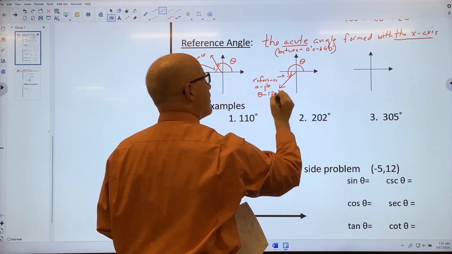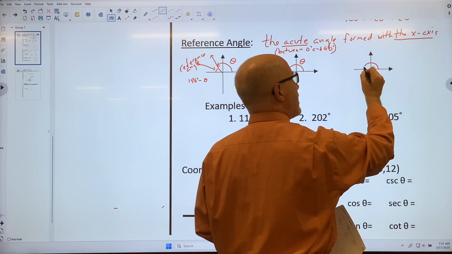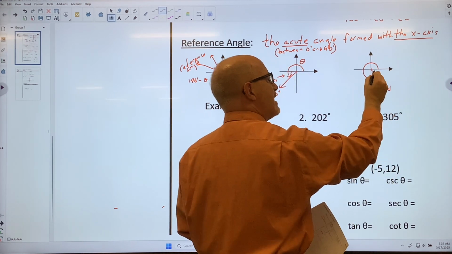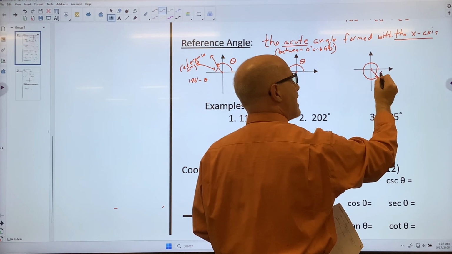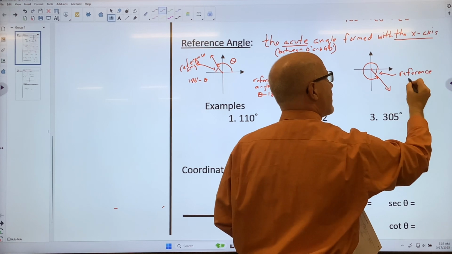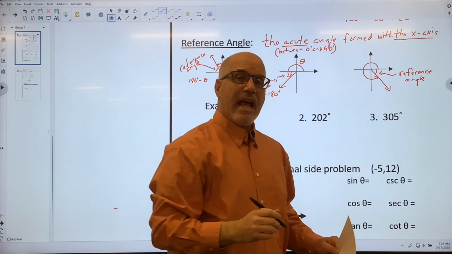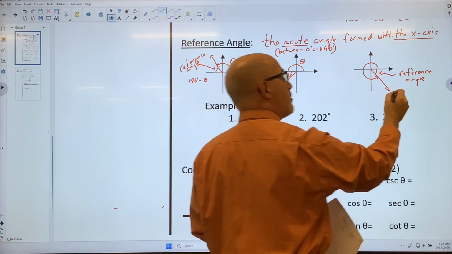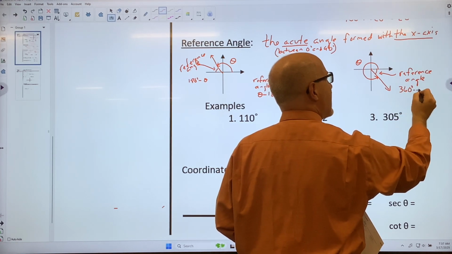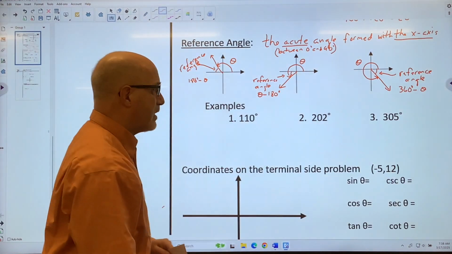Now, lastly, if we were to go all the way into the fourth quadrant, so we go past 180, past 270 over to here, this little angle here is the angle with the x-axis. This is my reference angle. I haven't gone all the way to 360, so if this is theta, then 360 minus theta gives me that little tiny acute angle formed with the x-axis.